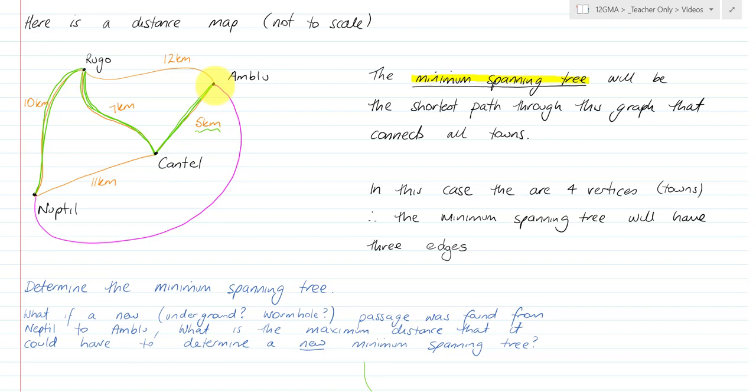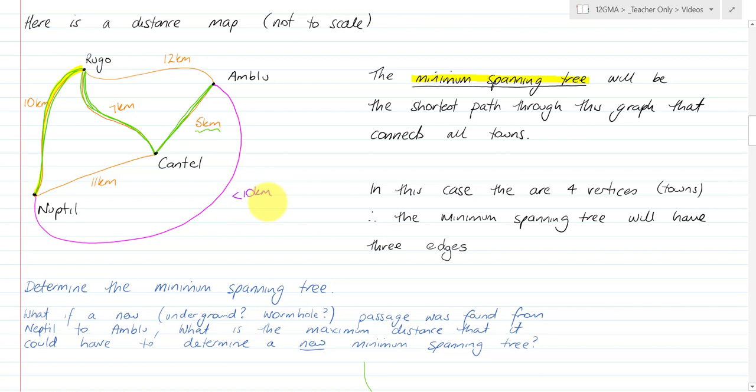So at the moment, we've got a minimum spanning tree, but as you can see here, if I was able to go from Nuptial to Amblew, I could cut out one of the other edges. So I could, for example, go Rugo, Nuptial, Amblew, Cantel like that and cut out that 7 kilometre edge. But the obvious answer here is why not cut out the biggest edge, this 10 kilometre edge. So if Nuptial was anything less than 10 kilometres, well, that would benefit us.